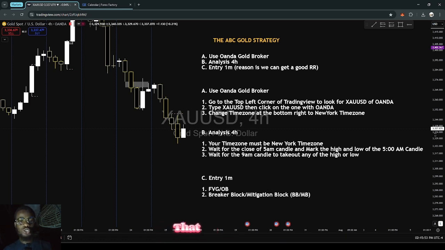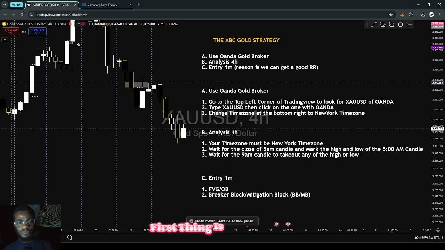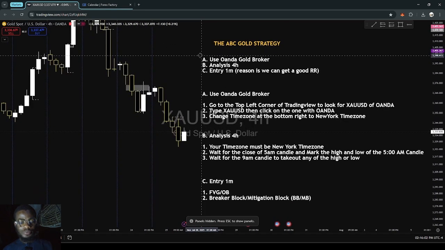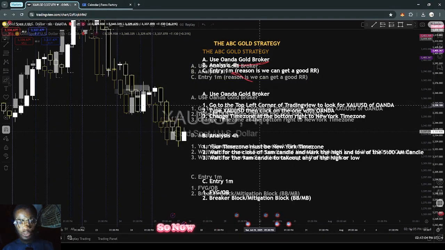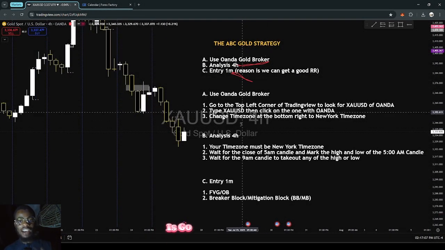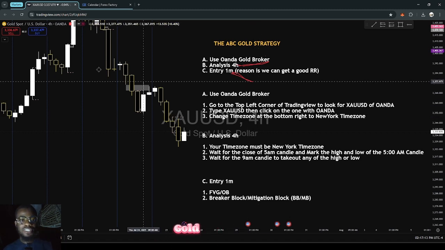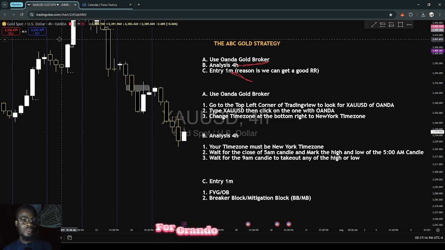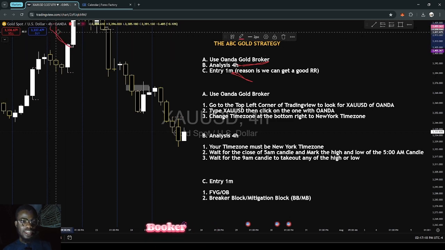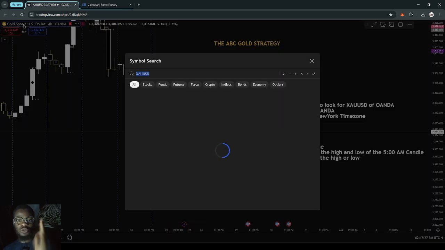So I want to be very fast with this. So A, which is the first step, is use Oanda broker. And to use that, the first step is go to the top left corner of your TradingView to look for gold, for Oanda broker gold. Once you click on it, then you type gold.